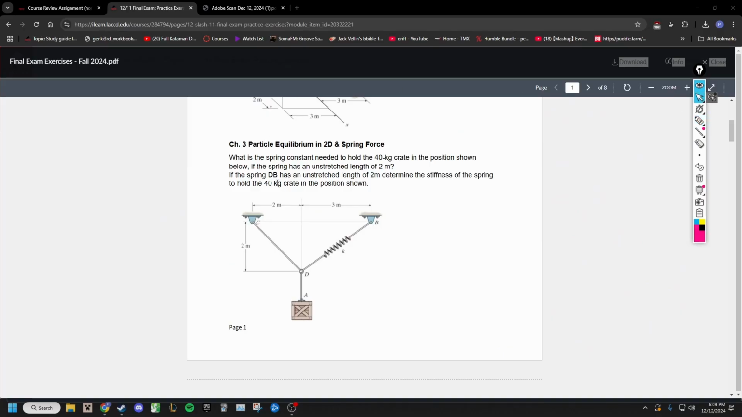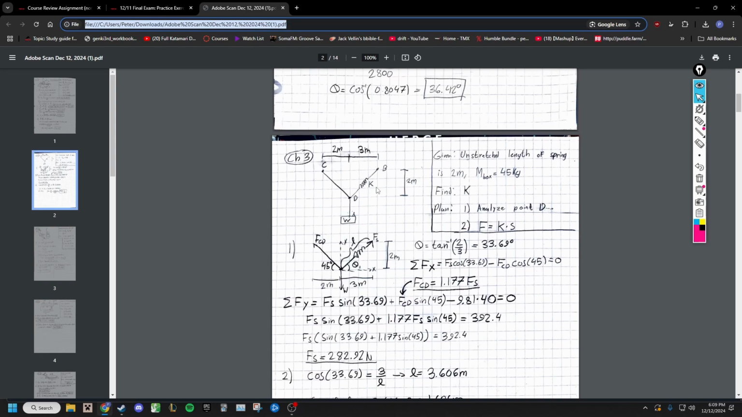So for the second question, we are given this diagram, and we're asked to find the spring constant k given the mass of the box, which is 40 kilograms, and the unstretched length of the spring, which is 2 meters. In this problem, we start off by drawing the diagram and listing our givens, our find, and our plan. And actually right here I've made a little typo.